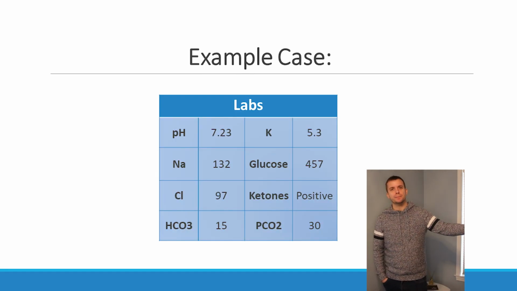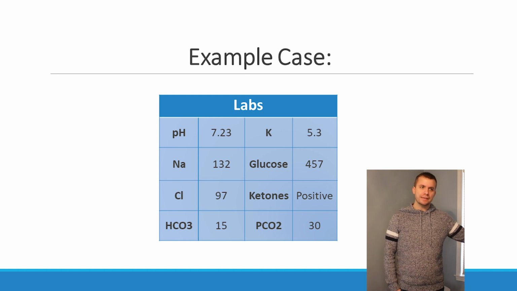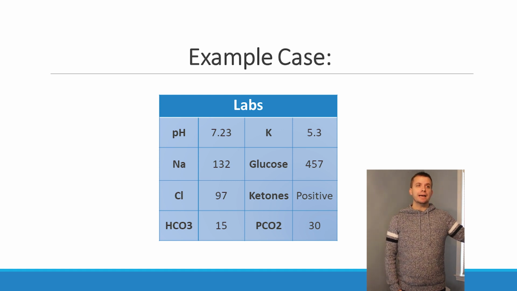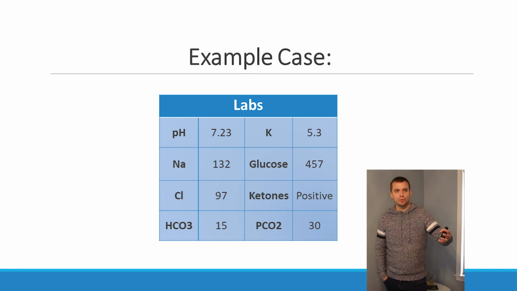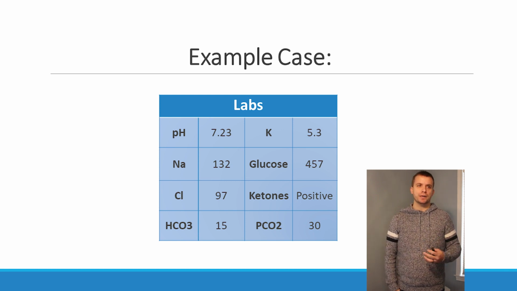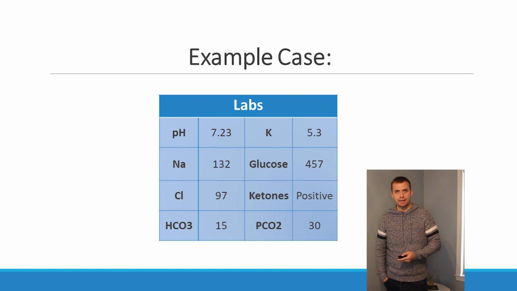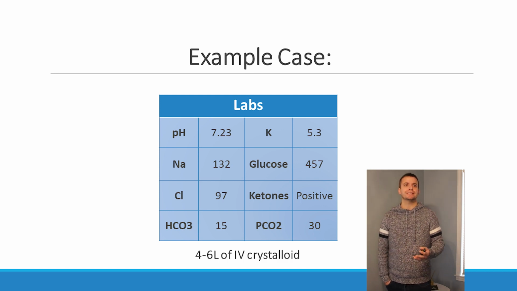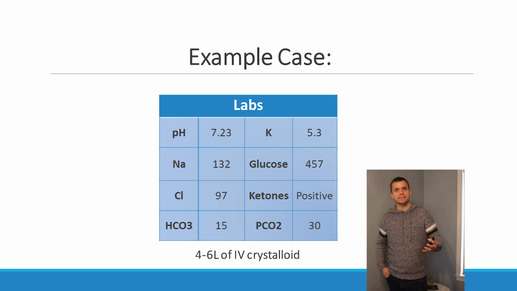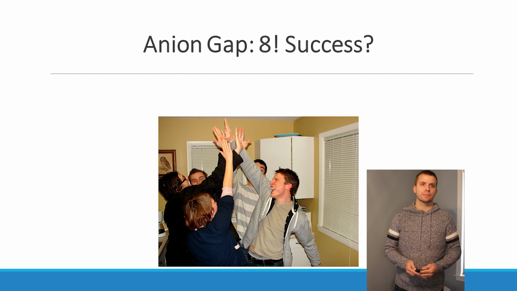He comes in, he has a pH of 7.23, so he's acidotic. You see that elevated potassium at 5.3. Bicarb's 15. Now you have an anion gap when you calculate it. His glucose is 457, ketone positive. It definitely sounds like he's in DKA. You go ahead and give him 4 to 6 liters of IV crystalloid, which is a very common amount of fluid that's given for a type 1 diabetic in DKA.